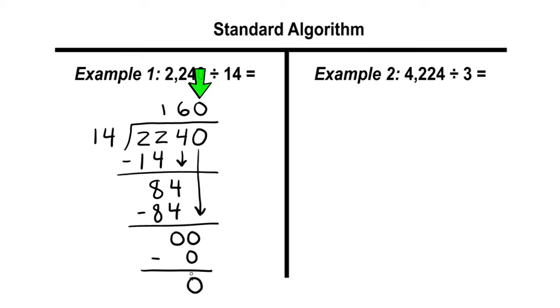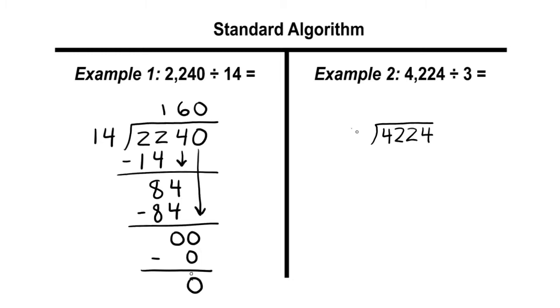Without that 0, the answer of 16 would be unreasonable. Students with a deeper understanding may just put a 0 in the ones place, so the digits hold the correct value: 100, 6 tens, and 0 ones. Let's do one last problem.